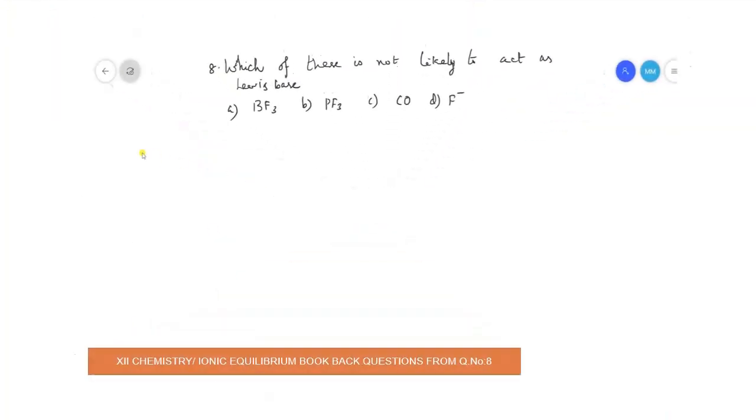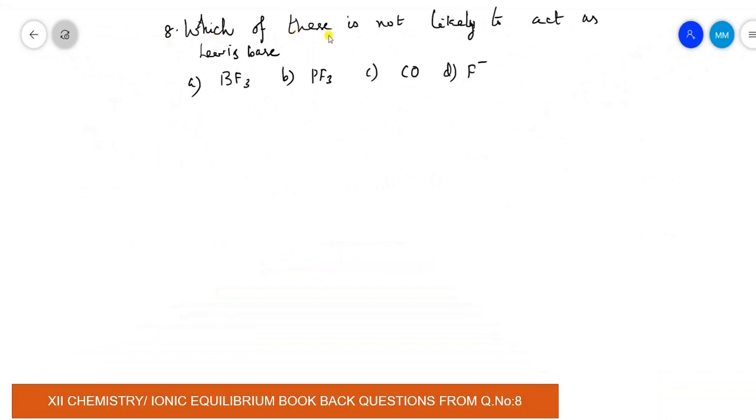Question number 8. Which of these is not likely to act as a Lewis base? A. Boron trifluoride, phosphorus trifluoride, carbon monoxide and F minus. Boron trifluoride we have already discussed in the previous question. It is an electron deficient species.